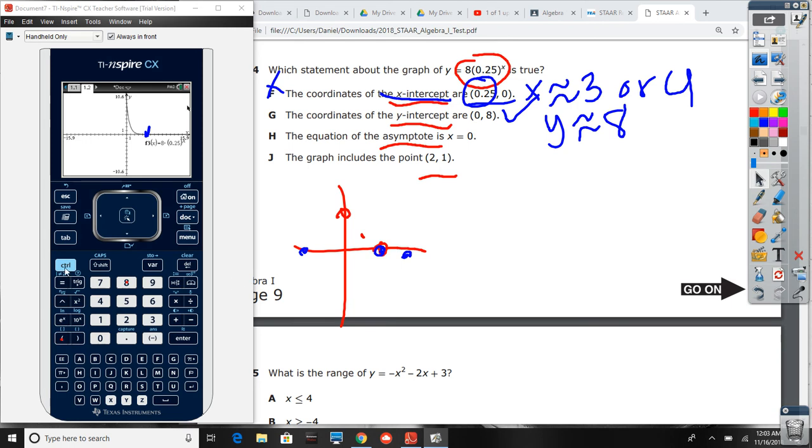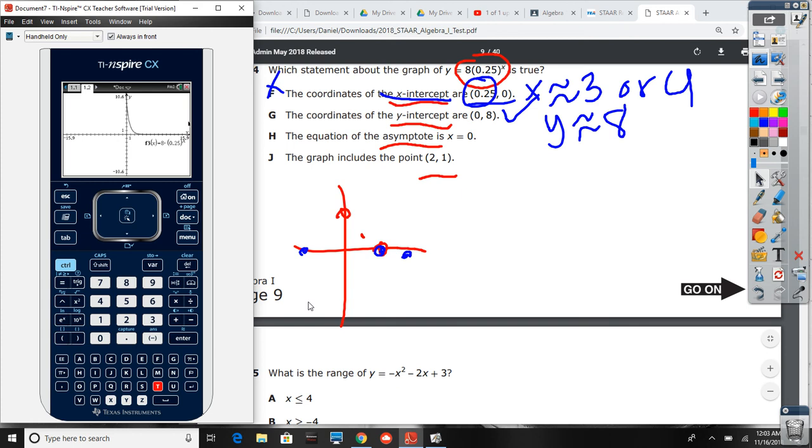I could do Control T real quick and see if (0, 8) is on my graph. Let's go up to (0, 8), and yeah, definitely (0, 8) is there. So okay, G is a possibility. Let's look at H. I'm going to remove the table, Control T, and it's talking about the asymptote.